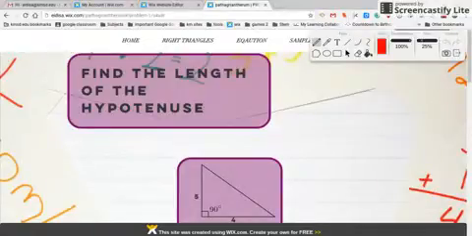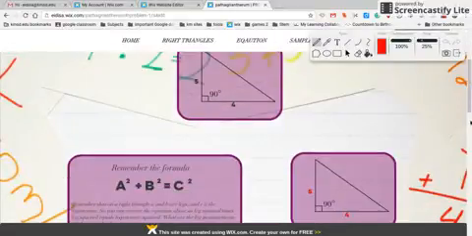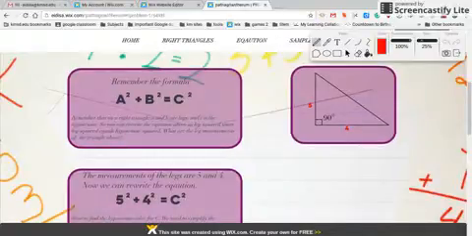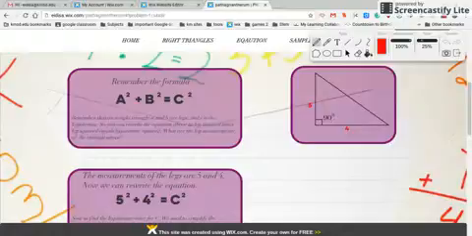The first sample problem that we will try is finding the length of the hypotenuse. We need to remember that a squared plus b squared equals c squared. This is the formula for the Pythagorean theorem. a squared and b squared, or a and b, are legs, and c is the hypotenuse. So you can rewrite the equation above as leg squared plus leg squared equals the hypotenuse squared.